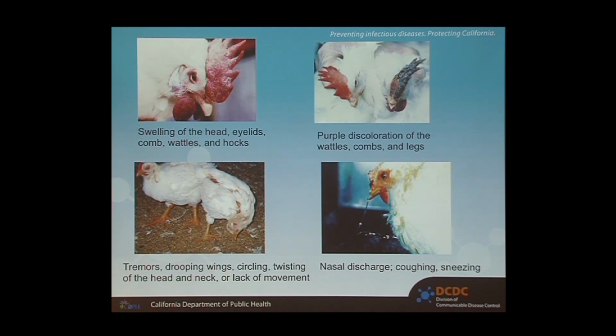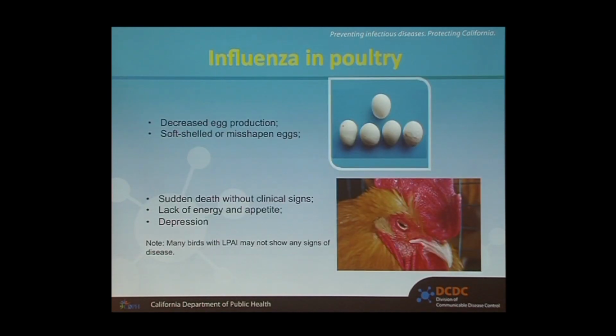I don't know if anyone here has chickens. You're probably very aware of it if you do, but the chicken may have swelling of its head or eyelids or comb or wattles, which is this thing. Purple discoloration. It can have something called twisting of the head and neck or kind of imbalanced gait. They can be coughing or sneezing. They can have misshapen eggs. And then I put this picture up because I Googled depressed chicken and this came up. So they can be depressed. I don't know exactly what that means, but if you have chickens, you might know because some people get very close to their chickens. So this is if they have highly pathogenic avian influenza.